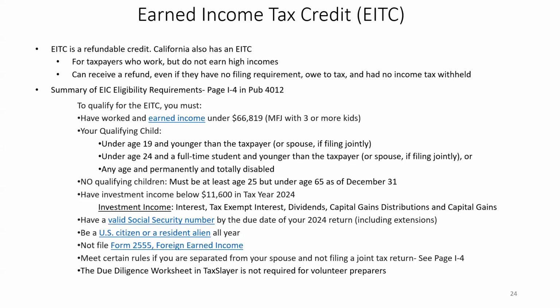And then this is something, when you bump into it, you have to explain it to the taxpayer and say, you meet all the requirements to receive EITC, but there's another requirement that you don't meet, and that's that your investment income has to be below a threshold. And for tax year 2024, it's below $11,600.